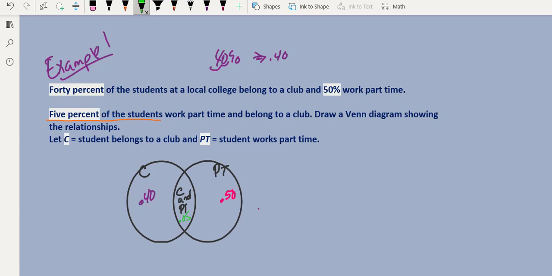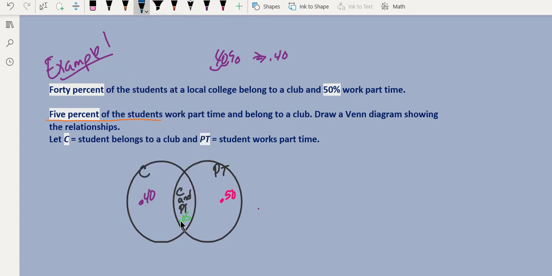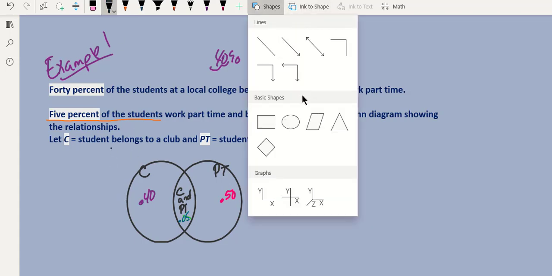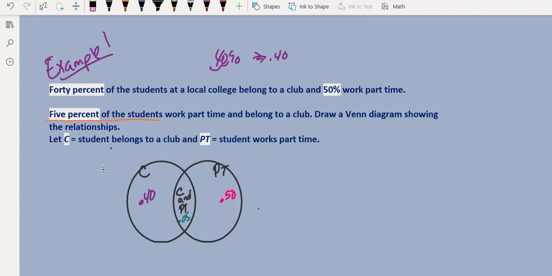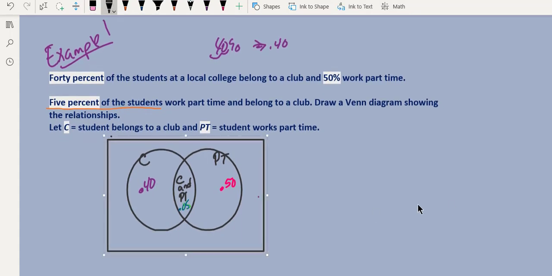Okay, so 0.05. All right, so that's our Venn diagram. Now, it did say that it's usually indicated with a box. We can put the box over the top, and then we have ourselves a Venn diagram.